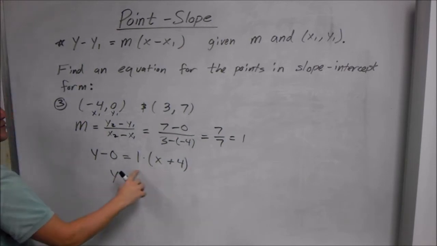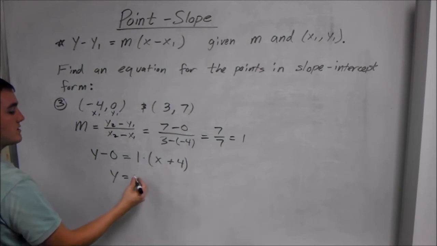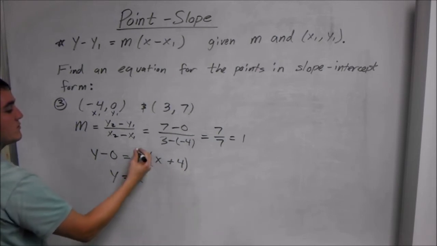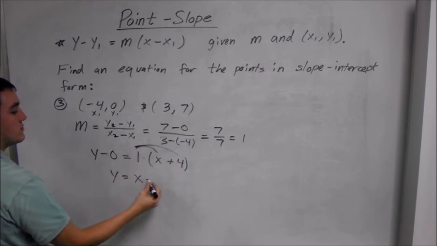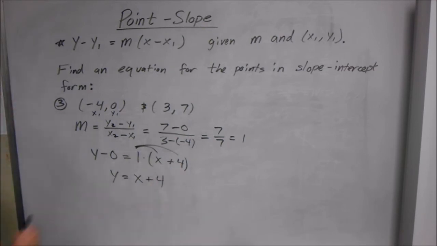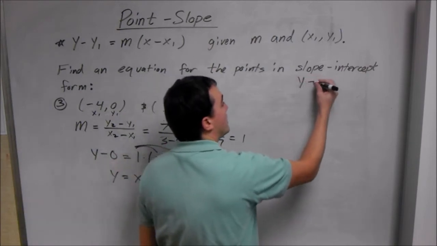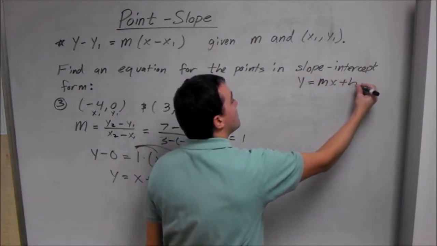Equals, and then we distribute the 1. 1 times x is x. 1 times 4 is plus 4. That's y equals mx plus b, which is what we were looking for. Slope-intercept is y equals mx plus b.